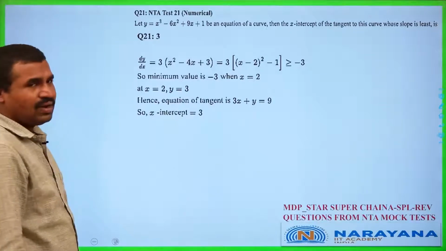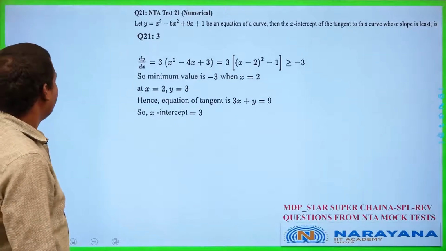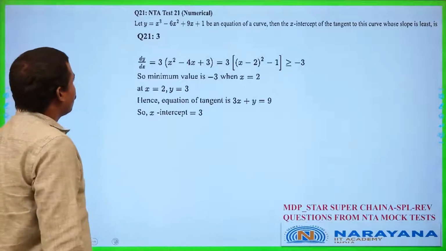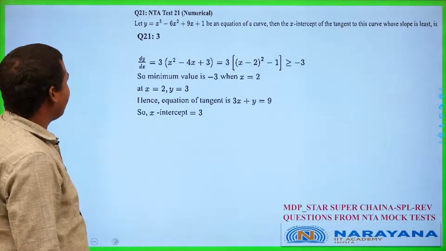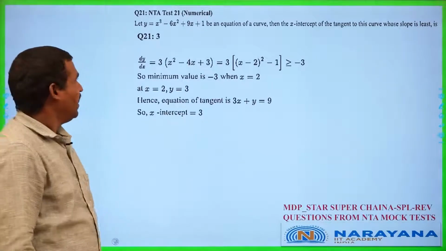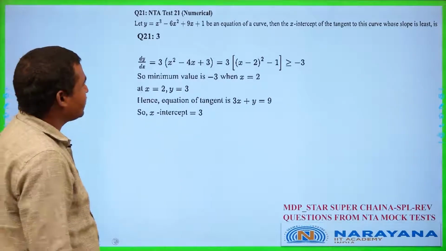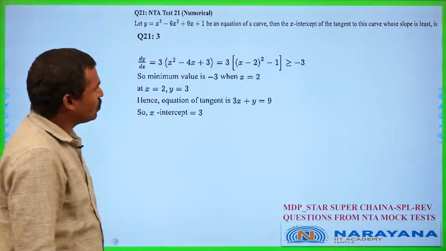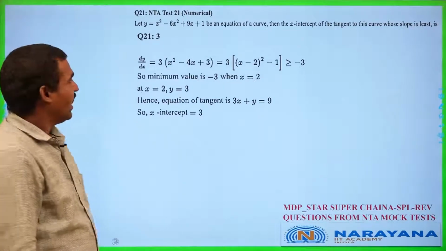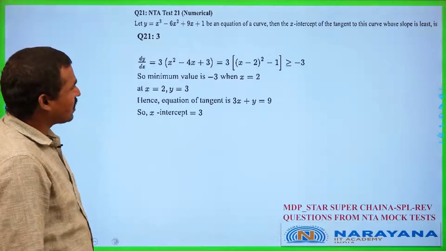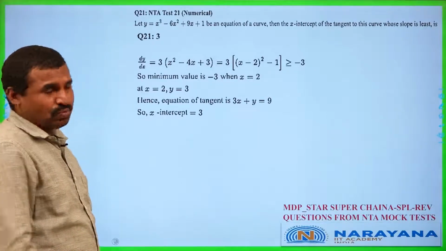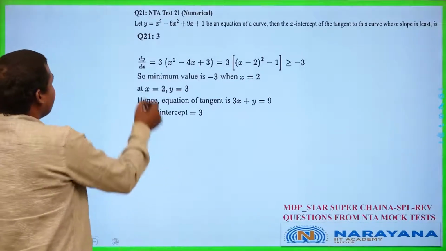So, the next question. Given y is equal to x cube minus 6 x square plus 9 x plus 1 be the equation of a curve, find the x intercept of the tangent to this curve whose slope is least.